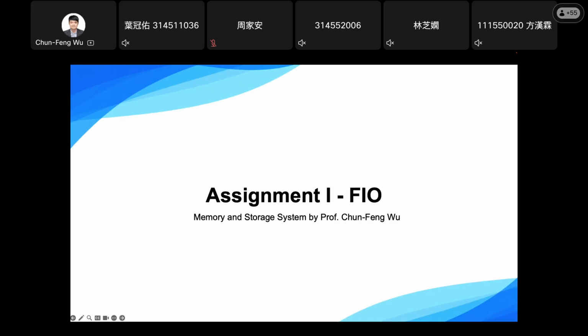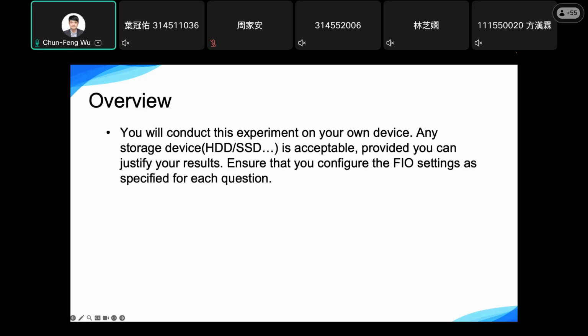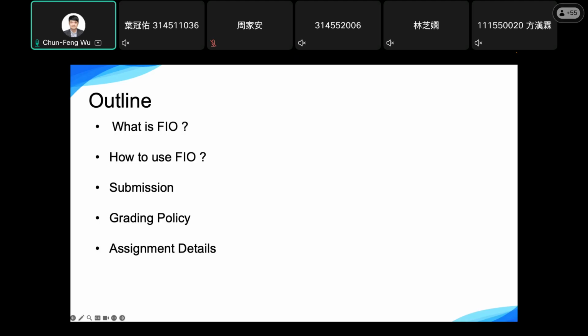Hi, I'm one of the TAs for this course, and I'm going to give you an overview of this assignment. In this homework, you need to conduct an experiment on your own device. Any storage device is acceptable, provided you can justify your result. Please ensure that your config in the FIO setting is specified for each question. Here's the outline of the assignment.